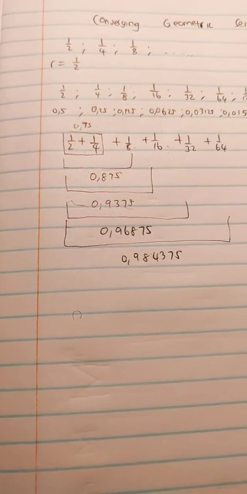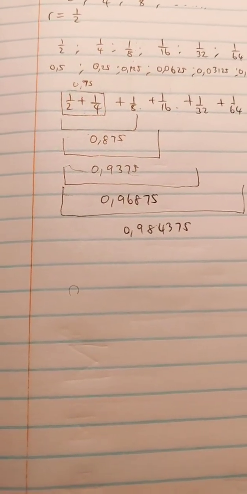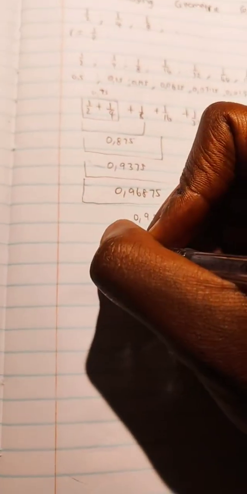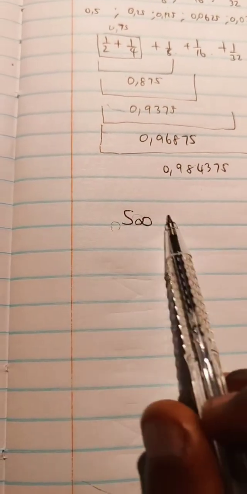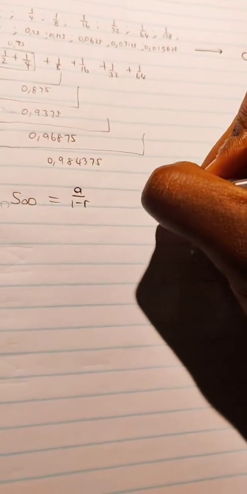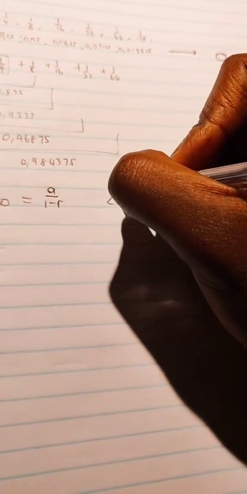So for us to get the sum of a convergent geometric series, we utilize a specific formula. We call that formula the sum of an infinite series. It is given by the formula a over 1 minus r. We utilize it when our constant ratio r is between -1 and 1.